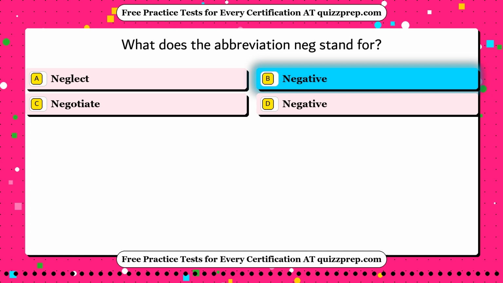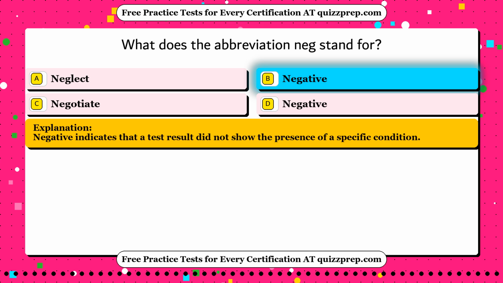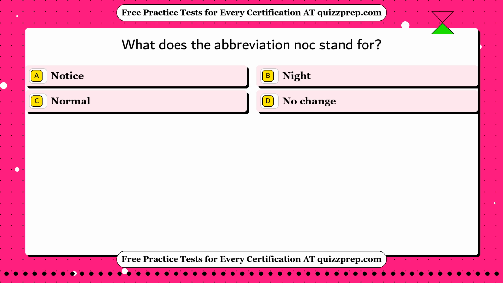The correct answer is option B, negative. Negative indicates that a test result did not show the presence of a specific condition. Question 77. What does the abbreviation NOC stand for? Option A, notice. Option B, night. Option C, normal. Option D, no change.